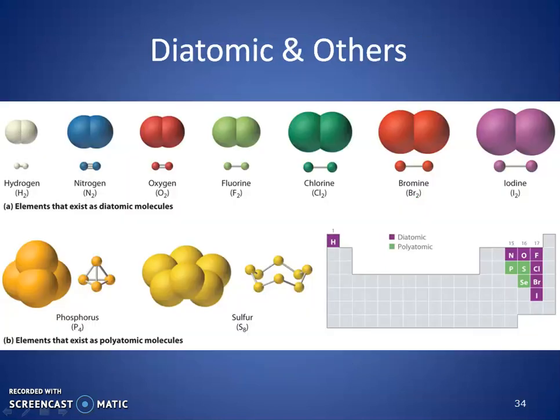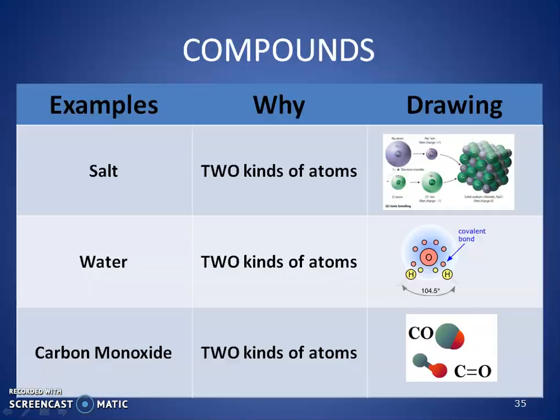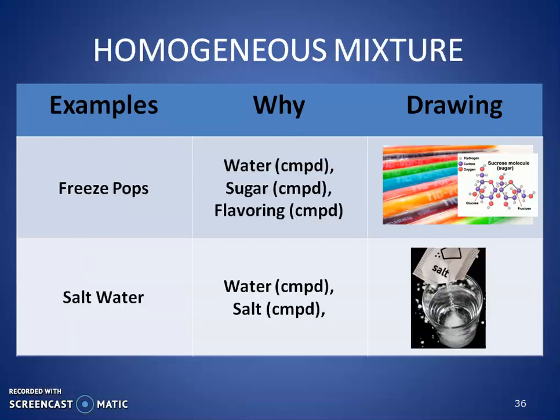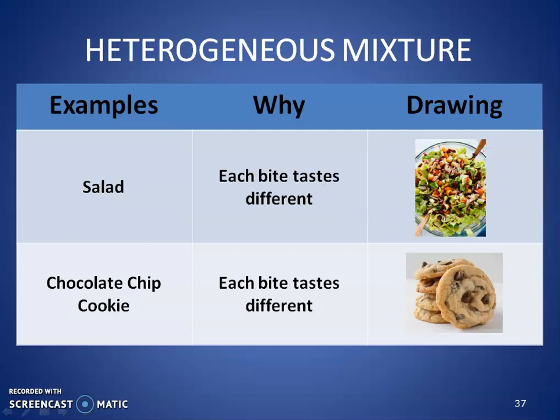Again, some more examples of diatomic molecules, and some others like phosphorus, even though we write it as P, really exists as P4, and sulfur exists as S8. Here are examples of compounds. Please write one of those down. Here's an example of a homogeneous mixture. Again, write one of those down or come up with one of your own. Here's a heterogeneous mixture. Again, you only need one example.